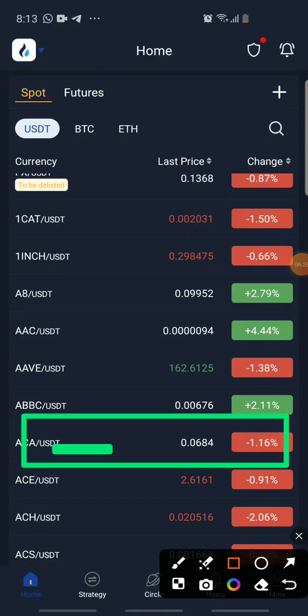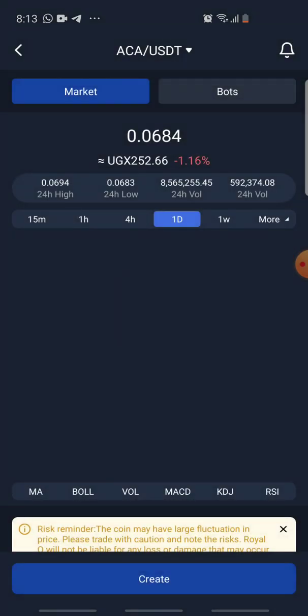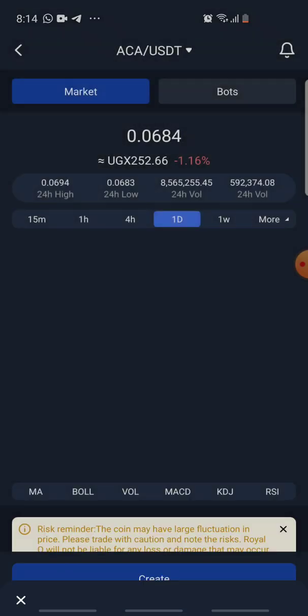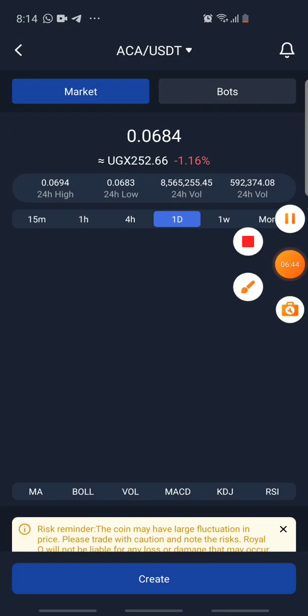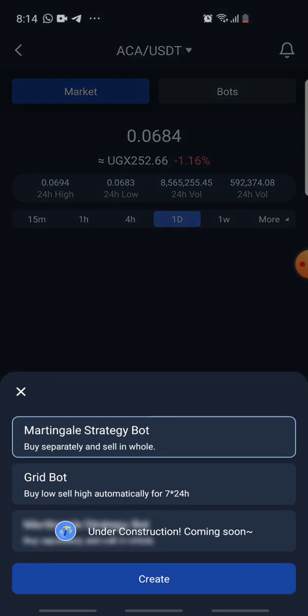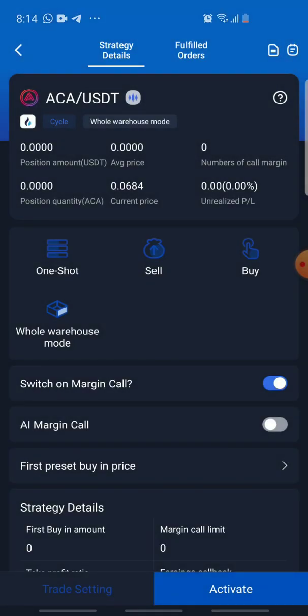It's called SCA. Now when I select it, we tap on clear. When I told you that you can select a coin to take you to the marketplace, but then you go to create. When you click on create, Martingale bot create. So this is the page I want.